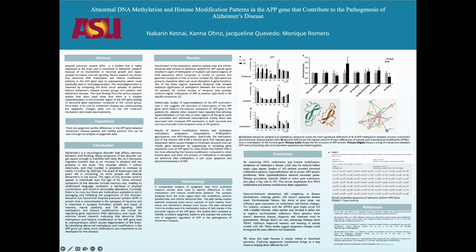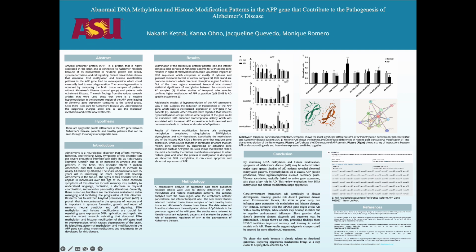A comparative analysis of epigenetic data from published research articles was used to identify differences in DNA methylation and histone modification patterns. The samples analyzed from the brain region were the cerebellum, anterior parietal lobe, and inferior temporal lobe. The peer-reviewed studies selected contained brain tissue samples of both healthy brain tissues and Alzheimer's disease brain tissue. The data extracted from the studies were the methylation status of CpG islands in the promoter regions of the APP gene. The studies were reviewed to identify consistent epigenetic patterns and evaluate the potential role of epigenetic regulation of APP in the pathogenesis of Alzheimer's disease.